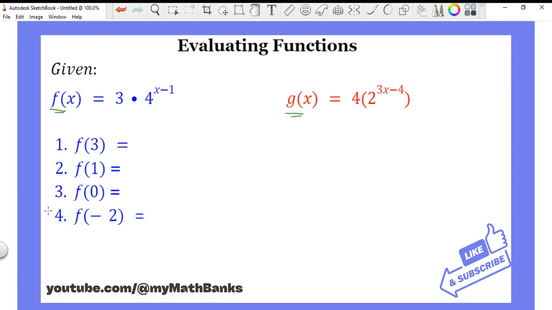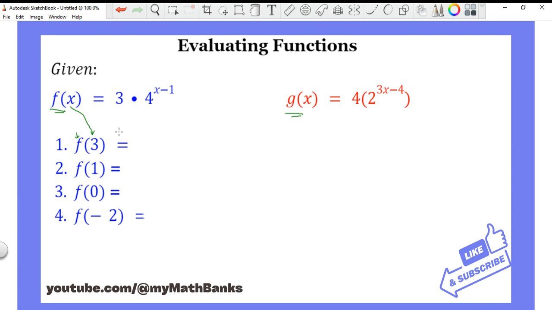In the examples below, the ones that you need to evaluate are f of 3, f of 1, f of 0, f of negative 2. Since this is the f function, we will use the f function equation. And the value inside the parentheses replaces the x. In other words, we will replace the x on the right side of your equation.